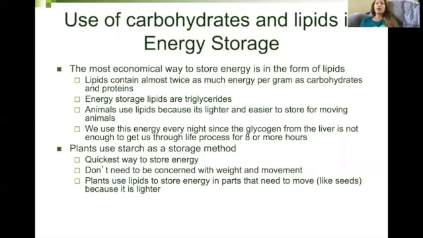Plants are going to use starch. Starch is heavy, but the plants aren't going anywhere. So it's a quick way to store energy. Don't need to be concerned about weight and movement. Plants are going to use lipids to store energy in parts that move, like oils. They're going to use that for seeds because that is lighter.